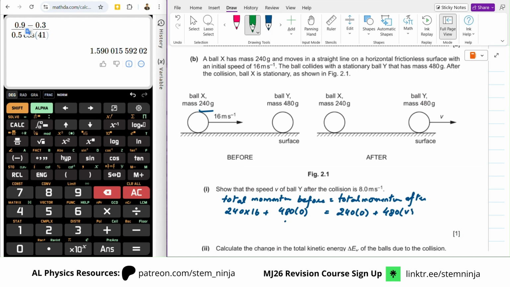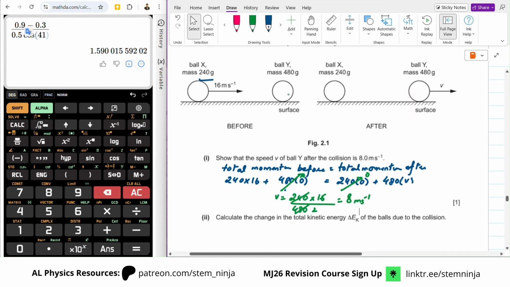So as you can see, this goes to 0, this goes to 0, so v would be 240 times 16 divided by 480, so times by 2, and 16 divided by 2 is 8 meters per second.